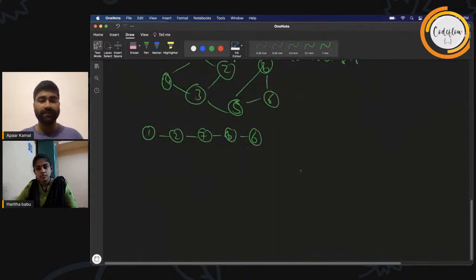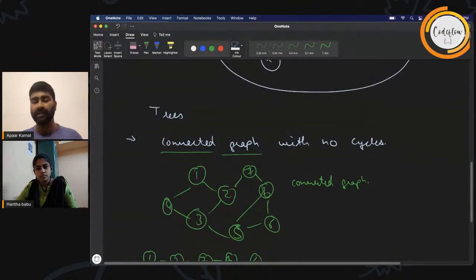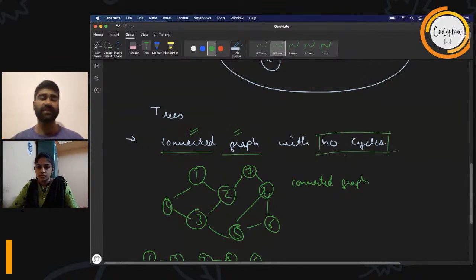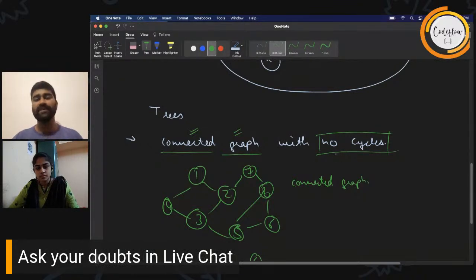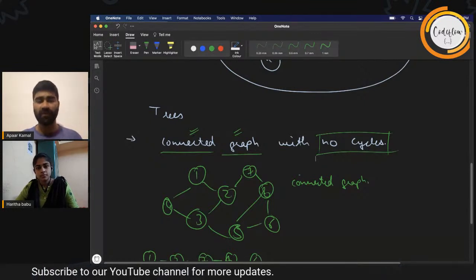Now, okay, so this was about a connected graph, right? So both of these terms should be clear. Now let us understand what are cycles. And then we will see some special properties of trees. Then we will see how to represent trees, how to code trees. Then we will start with their traversals. And after that, we'll come to some medium level algorithms for trees.